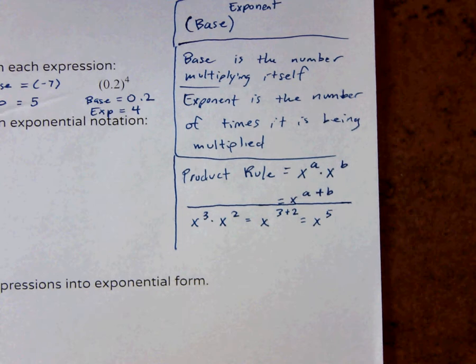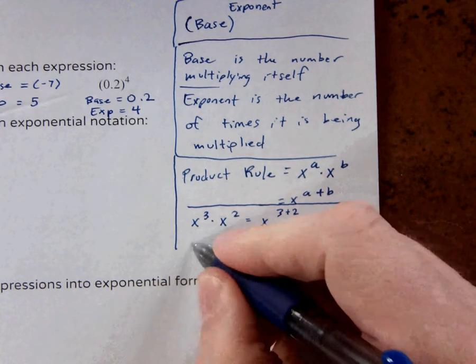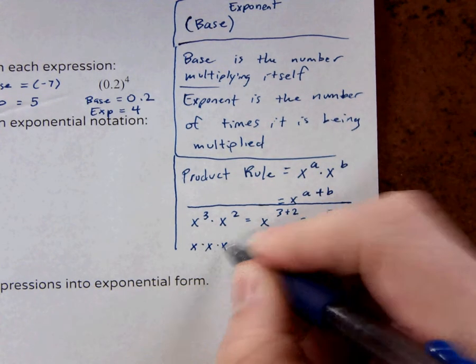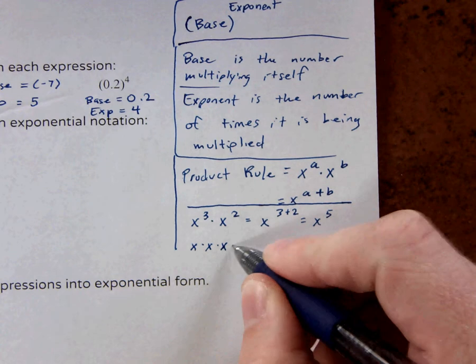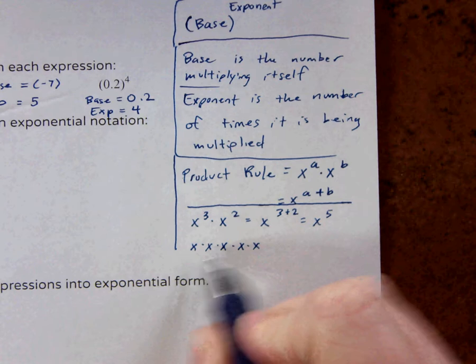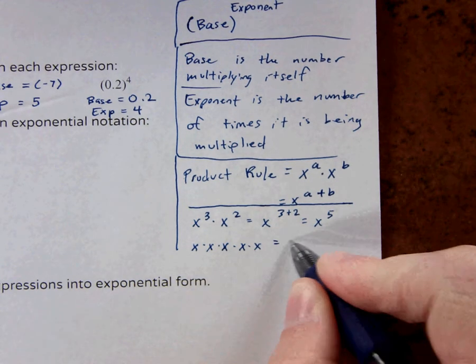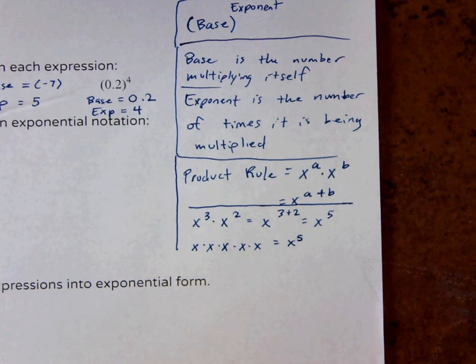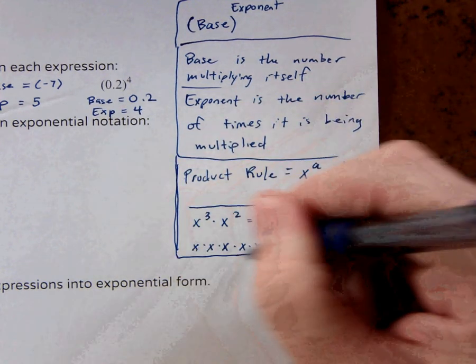Now, the way this works is, think if I had 3 x's, 1, 2, 3, and 2 more x's, so I've got my x cubed and my x squared. How many is that all together? Well, that's 5 of them, so this would be x to the power of 5. So that's the product rule.